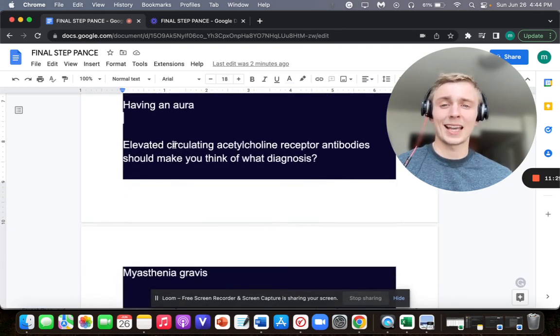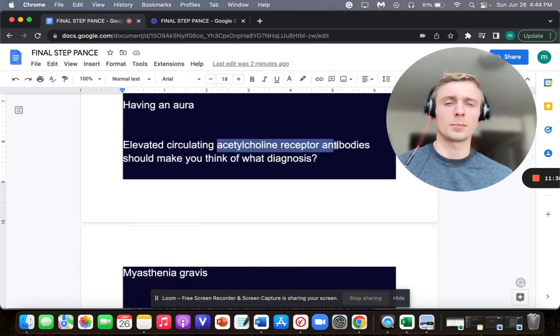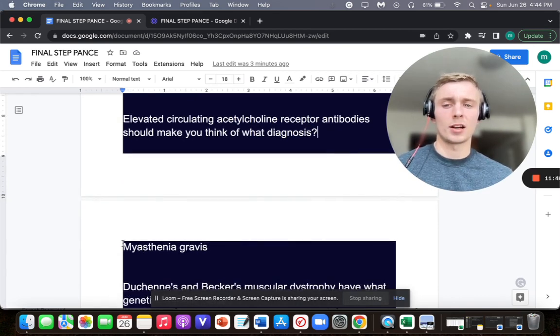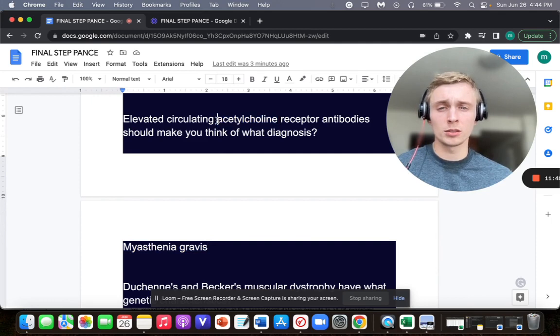Elevated circulating acetylcholine receptor antibodies should make you think of what diagnosis? It's going to be myasthenia gravis. So antibodies against acetylcholine receptors mean we can't transmit the acetylcholine across the neuromuscular junction, therefore we can't contract the muscles, so they're going to have muscle weakness in myasthenia gravis.